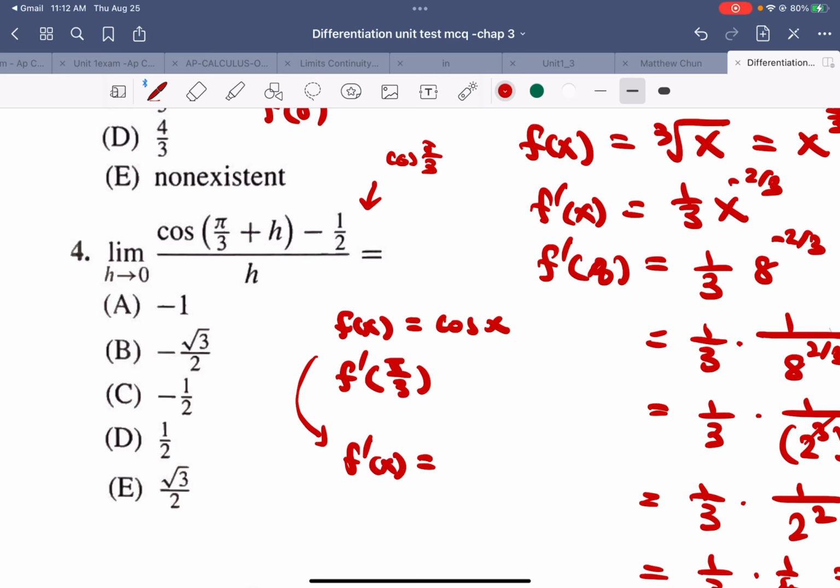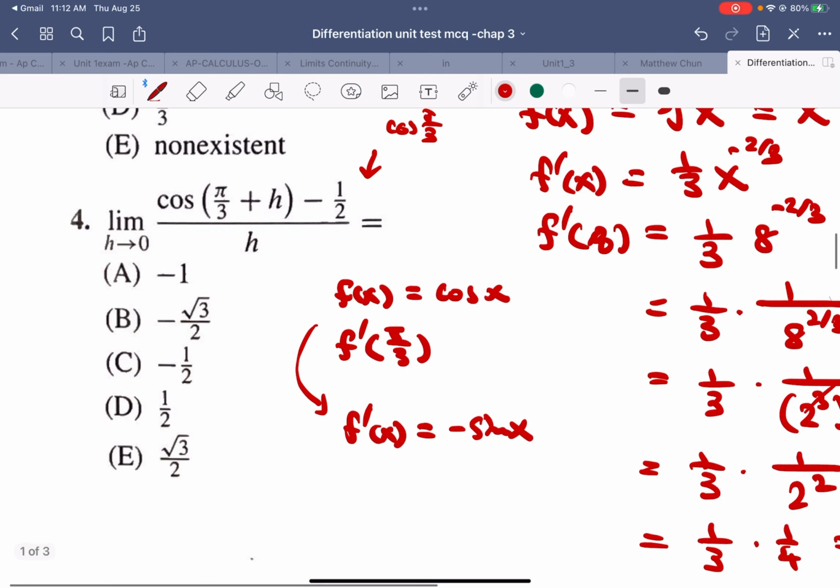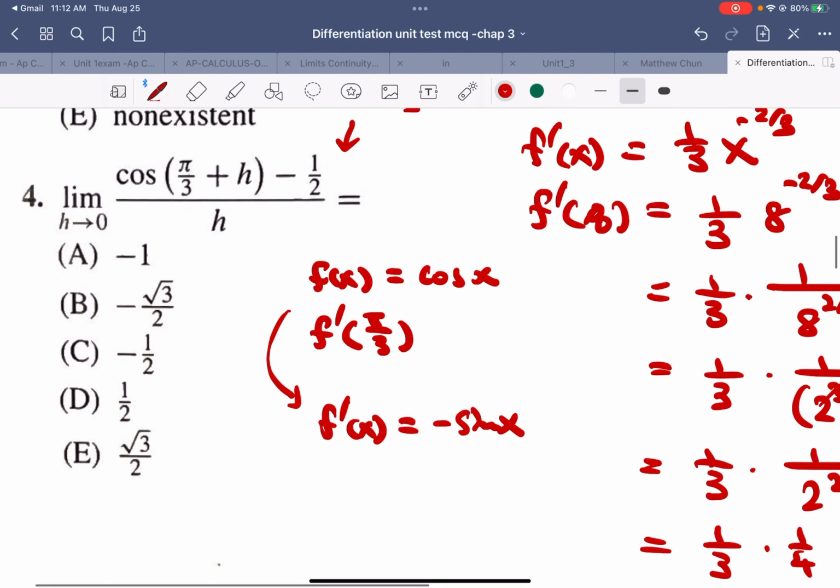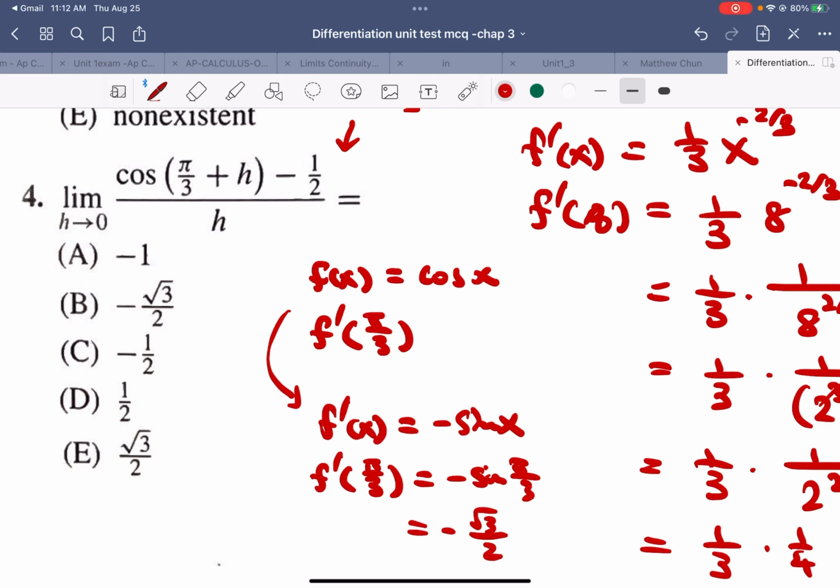The derivative of cosine is negative sine x. If you don't remember, you can watch the other video I uploaded on derivatives of trig functions. And then f prime of pi over 3 is negative sine of pi over 3. So sine 60 is root 3 over 2. Okay? So 4 is B.